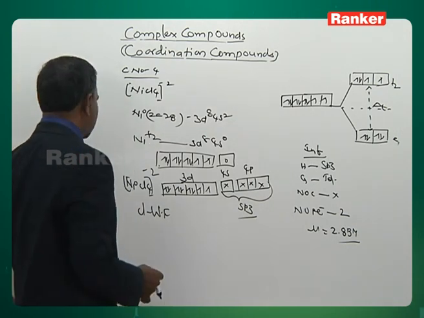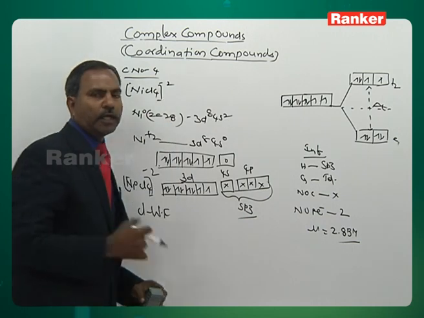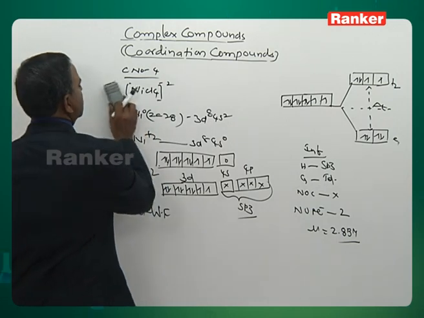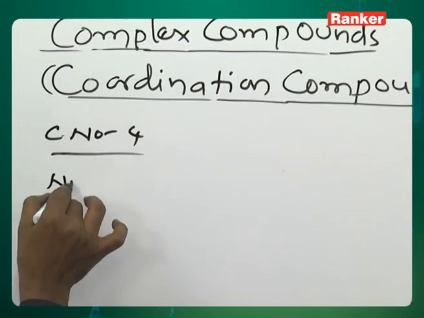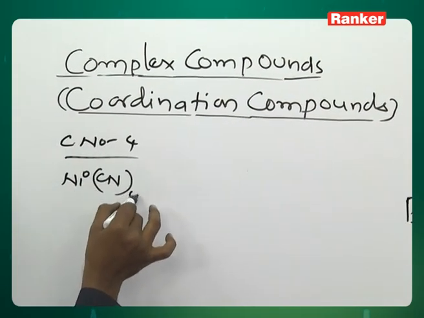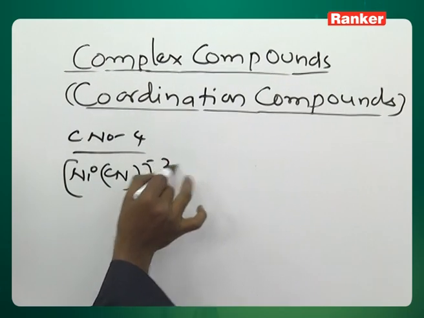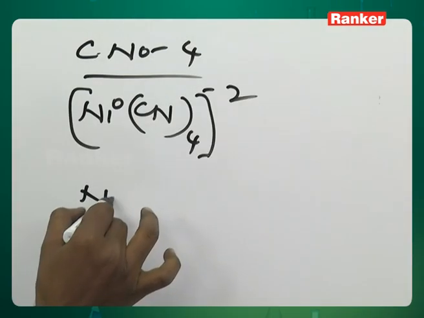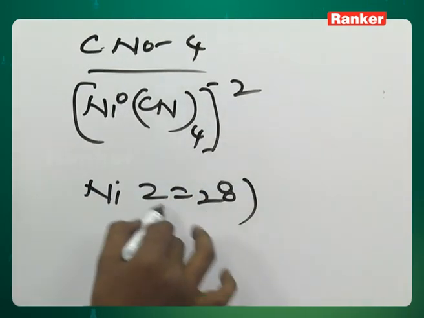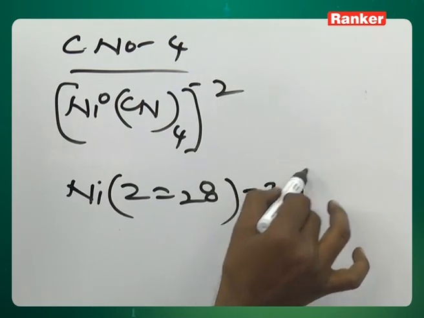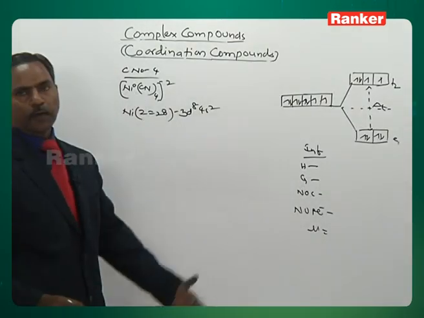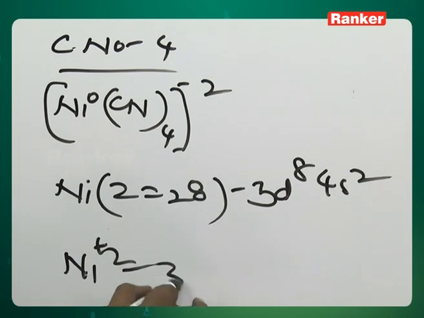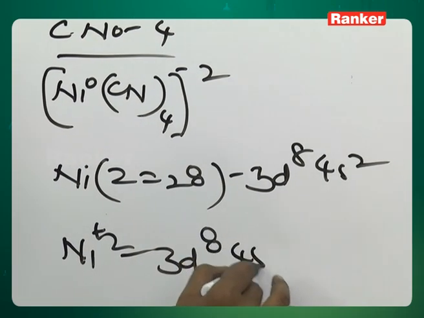Next, a similar type of complex. If it is weak field, what happens by taking a strong field ligand? Let me show one more complex by taking a strong field ligand. Coming to the next complex, nickel tetracyanide, [Ni(CN)4]2-. Now, same steps as for nickel tetrachloride. Nickel Z is equal to 28. This is 3d8 4s2. Coming to the oxidation number, it is plus 2. Nickel plus 2 is 3d8 4s0.